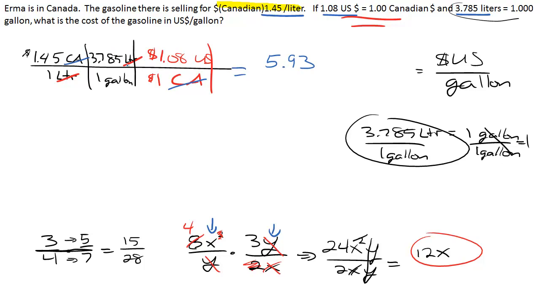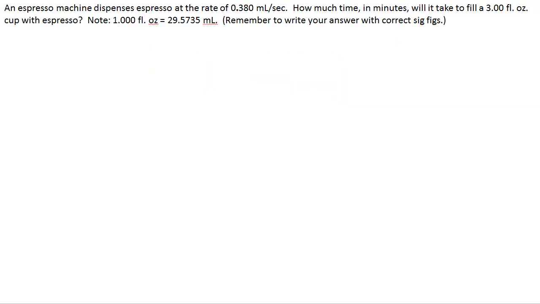The Canadian dollar's gone, the liter's gone, the only unit of measure left is US dollars, so this is $5.93, US. And on the bottom we have 1 gallon, and we now see that the cost of gas in Canada is $5.93 per gallon. Okay, let's take a look at another example.